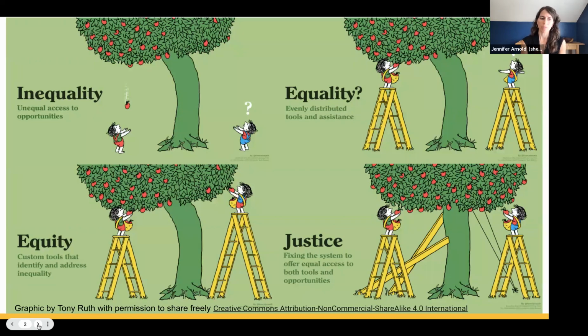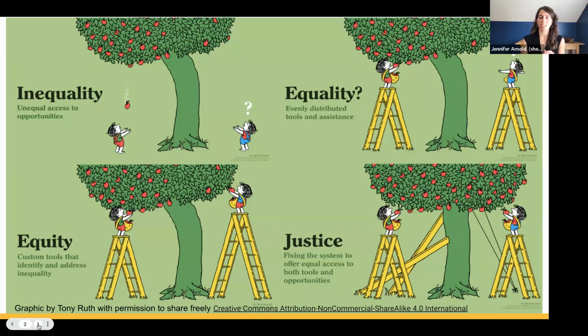Equity in the bottom left here looks at, how is the tree bending and what unique supports does each group need so that they can reach those benefits. And those custom tools are represented in the various heights of the ladder, so that we're not necessarily giving these individuals the same height ladder. We're actually providing them with what's needed to get to the top of the tree, despite the fact that the tree's orientation hasn't been changed yet.